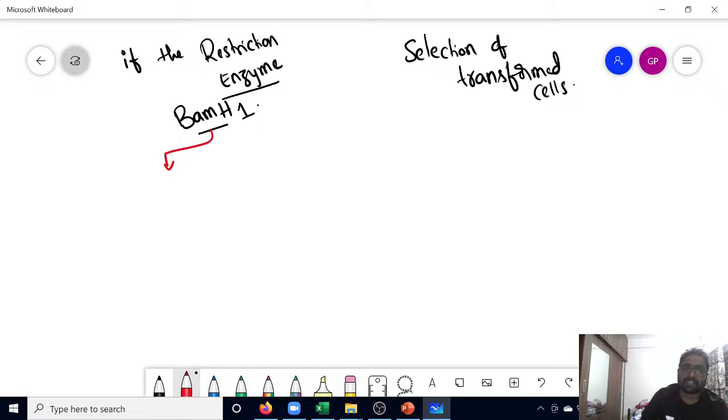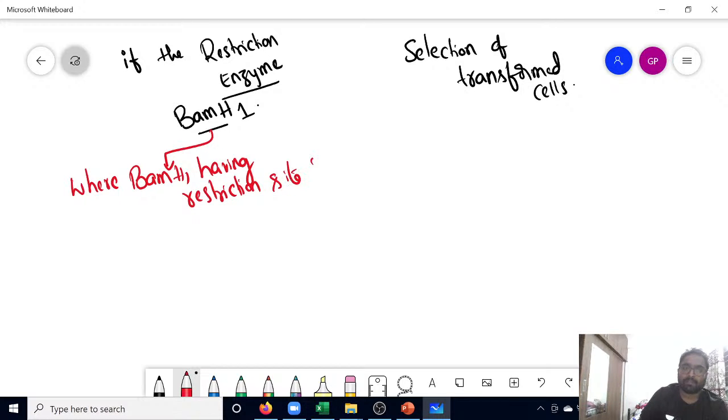Suppose BamHI acts. First thing you have to understand is where BamHI has its restriction site. Tell me. Please guys, post in your comment box now. Yes, you know, it is tetR. It is going to cleave the tetracycline resistance part.